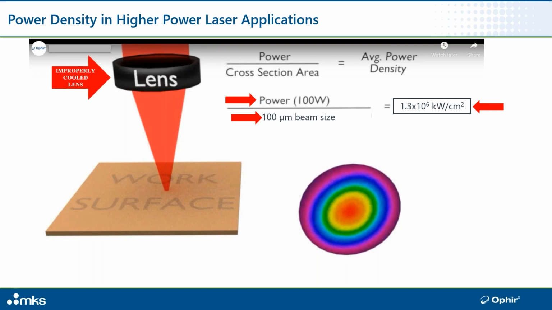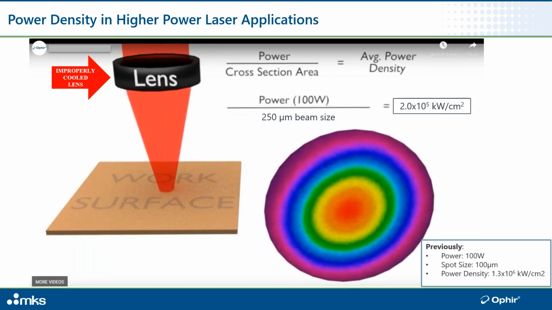And say you have a lens that's improperly cooled. You're going to have some kind of thermal effect on this lens that's going to cause the beam size to get larger. It's going to cause a focus shift. So for the same 100-watt laser power, you now have a 250 micron beam size at the work site. Well, what changed? The power density obviously dropped to 2 times 10 to the 5th kilowatts per centimeter squared. That was an 84% reduction in power density.